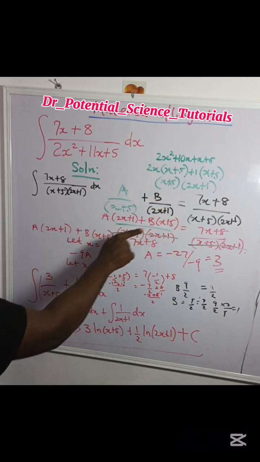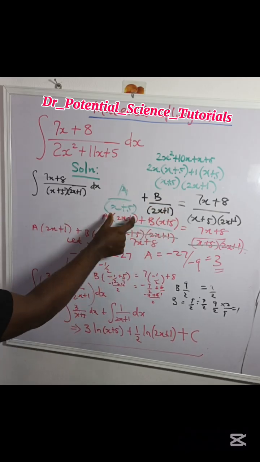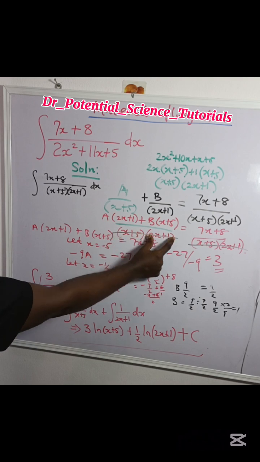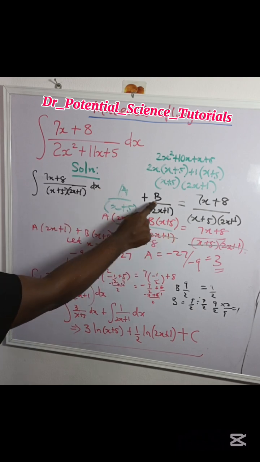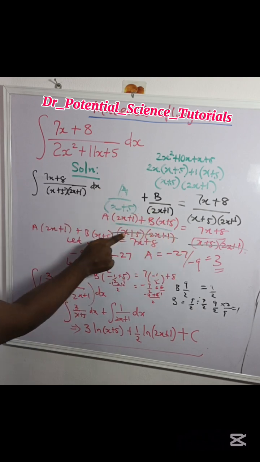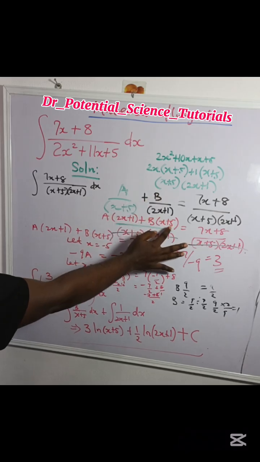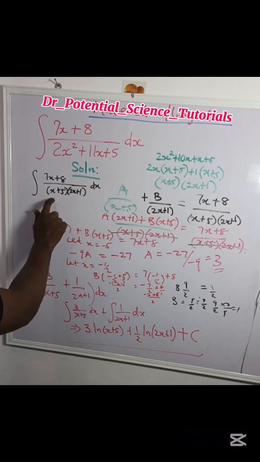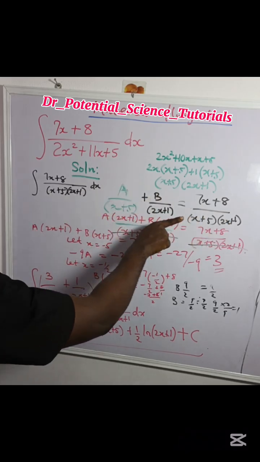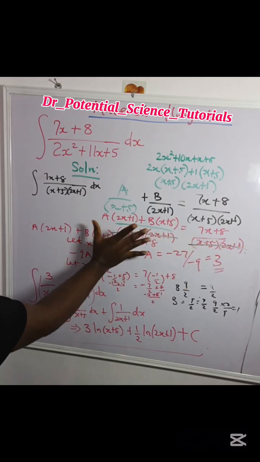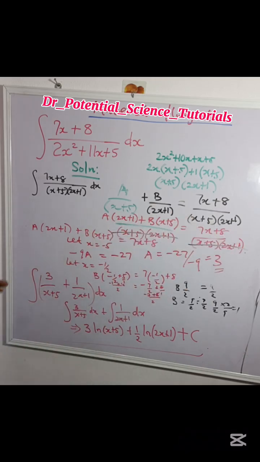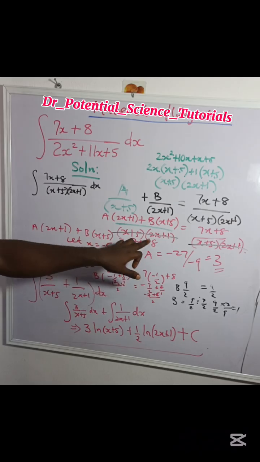So you find your LCM. X plus 5 cancels x plus 5. You are left with 2x plus 1 times this a. 2x plus 1 cancels out 2x plus 1. We are left with x plus 5 times this b. Okay, equals to this, which is this. So the denominator is the same as this denominator. They're going to cancel out. So I'm left with this numerator equals to this numerator. That is a times 2x plus 1 plus b times x plus 5 equals 7x plus 8.